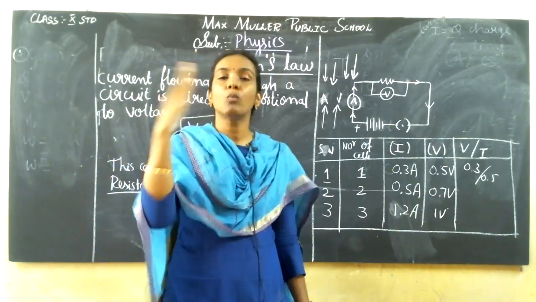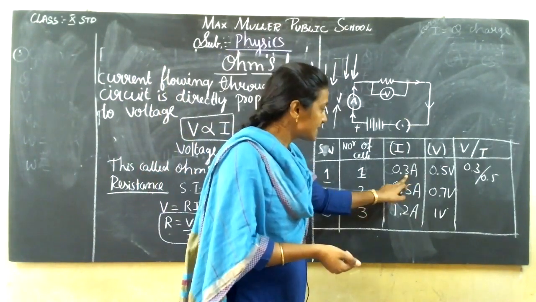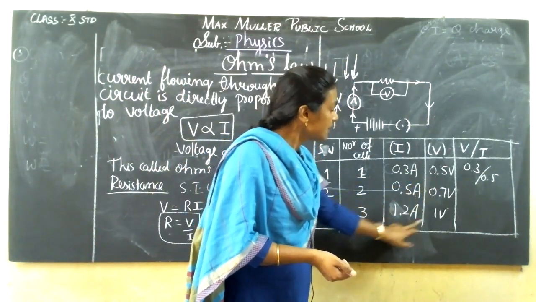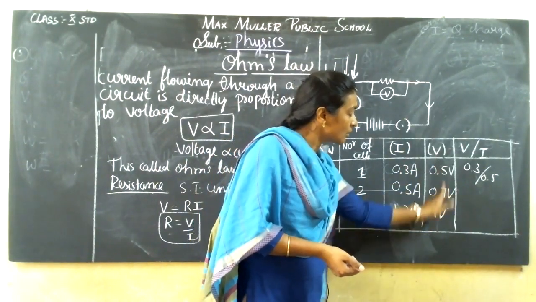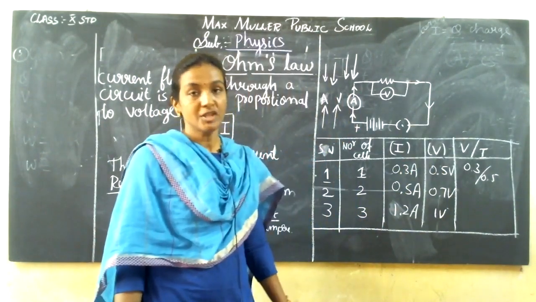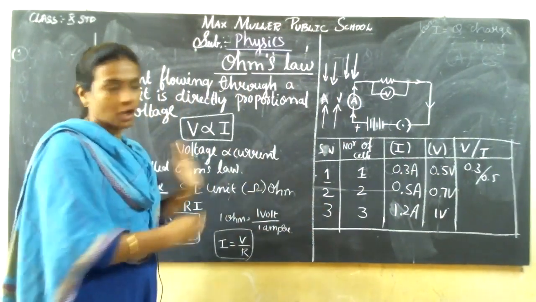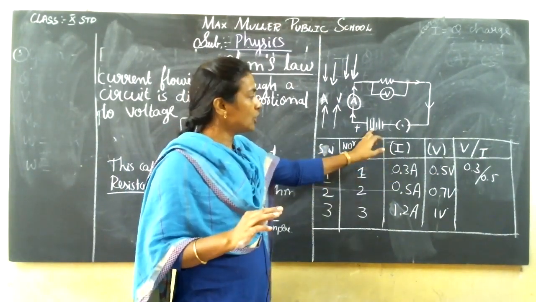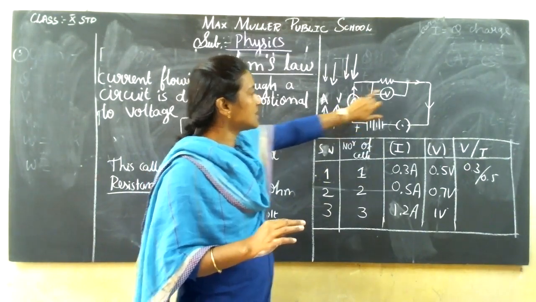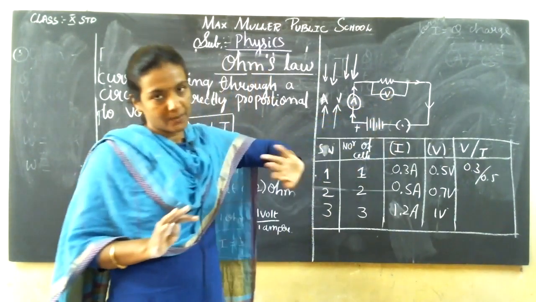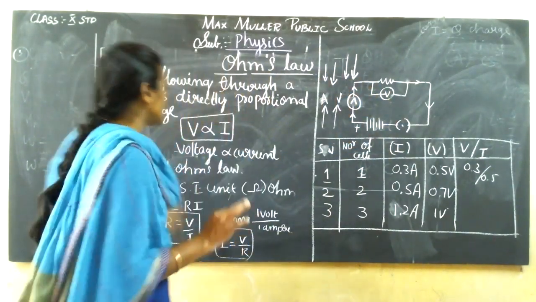If more current, more voltage; less current, less voltage. If you increase the current, voltage goes on increasing. Understood? Then how are they related? We'll see in Ohm's law. I hope it is clear here. Very simple: if you increase the battery in the circuit, the current increases, and the voltage in the voltmeter also increases. If you reduce it, they also reduce. Clear?